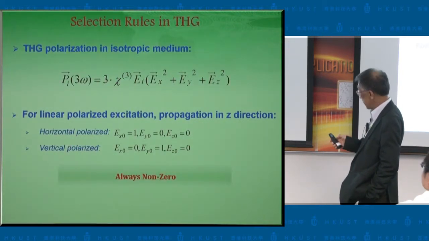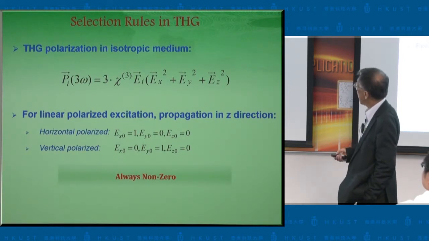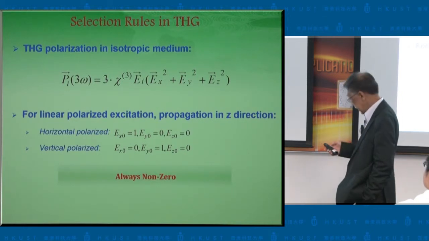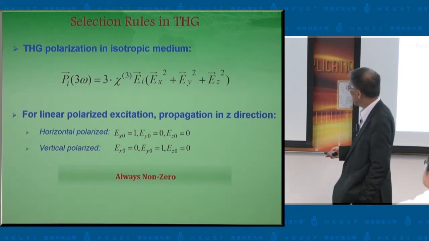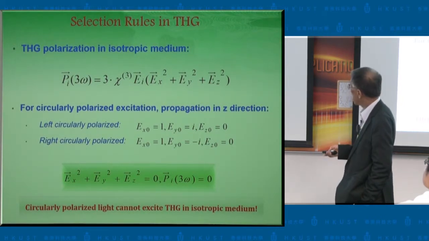So the selection rule for the third harmonic here, the polarization in isotropic material for both horizontal and vertical polarization, you have the conditions that have been put down here, but it is always, as we say, non-zero because it is not symmetry forbidden. I think I just repeated myself here.